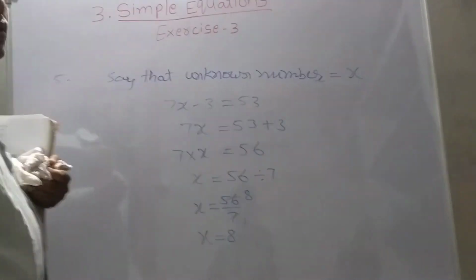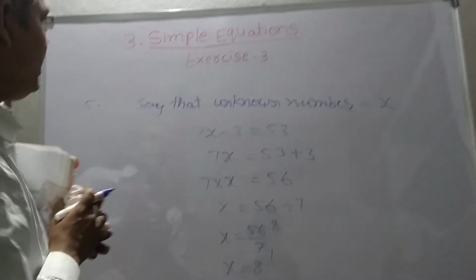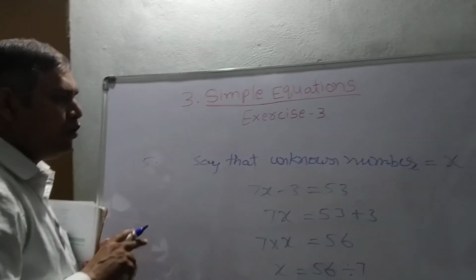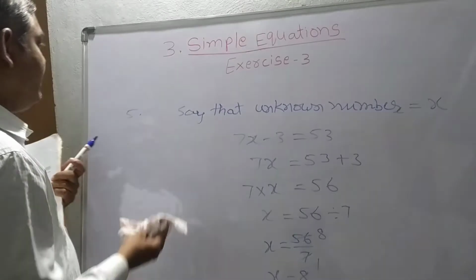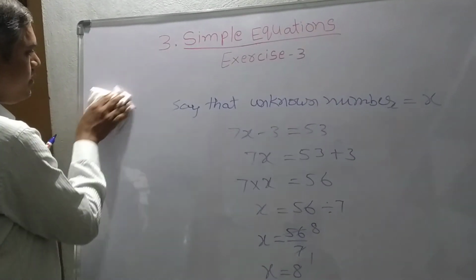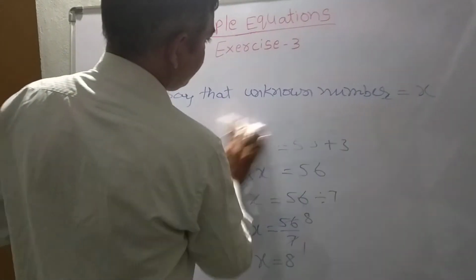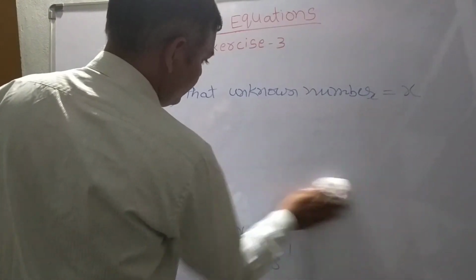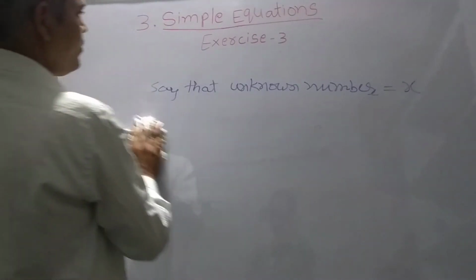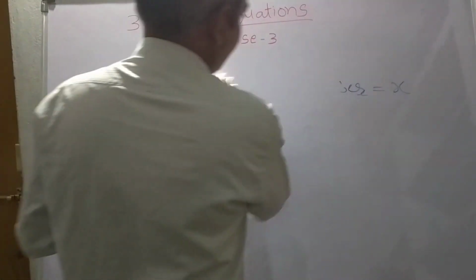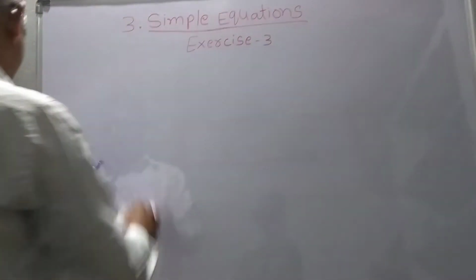This is the way to solve simple equations. Okay, this is problem number 5. Now we are going to solve another problem, that is problem number 6. First read the question carefully. Sixth one. Sum of two numbers.